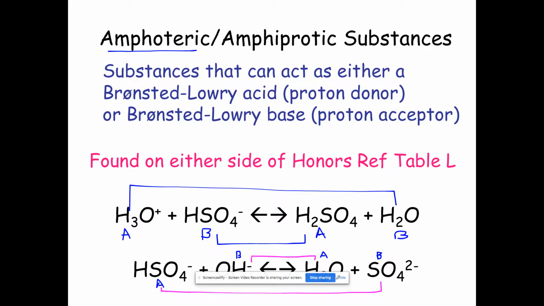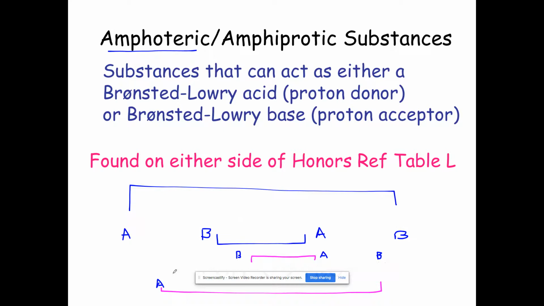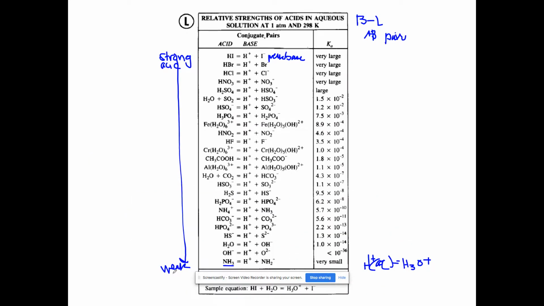Now, if you look here, HSO4 minus is acting as a Bronsted-Lowry base. Over here, HSO4 minus is acting as a Bronsted-Lowry acid. Because it can do both, that makes it amphoteric. Let's go back here. Let's look for amphoterism. So who is found on this side, acid, as well as this side?